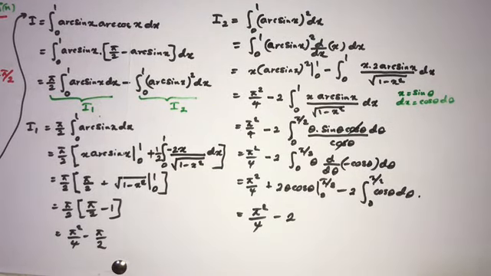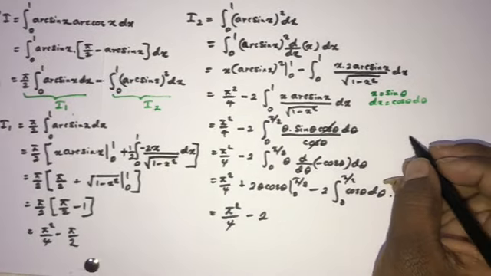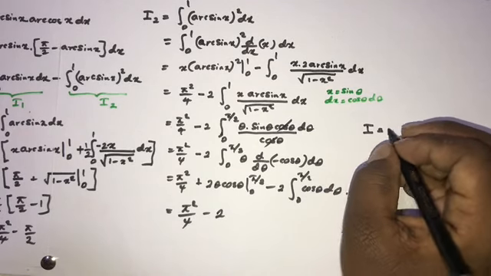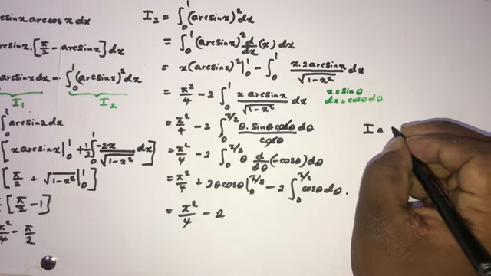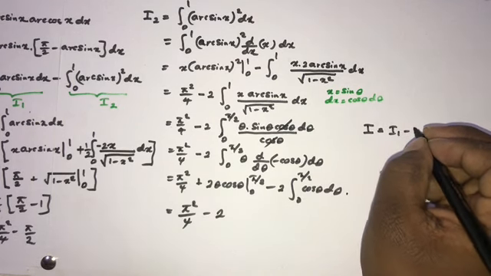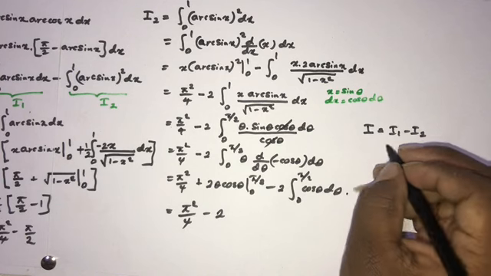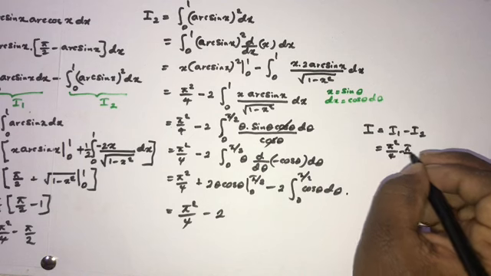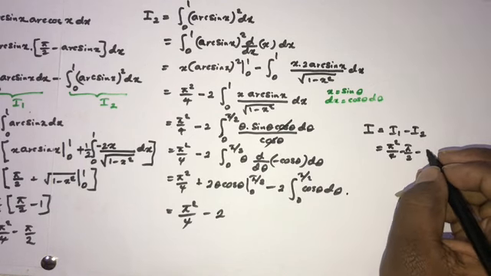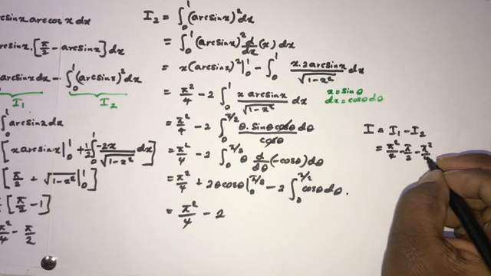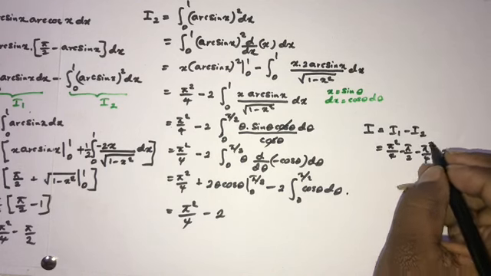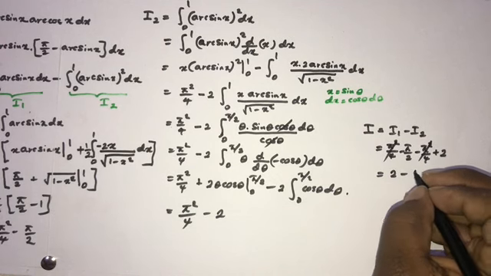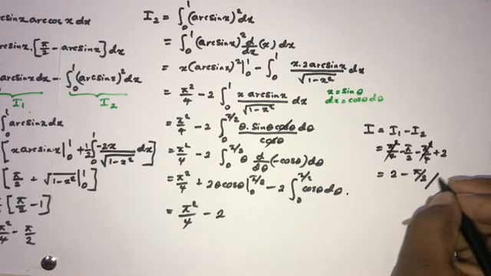Now I am going to write here I is equal to I1 minus I2. So I1 we know is pi square over 4 minus pi over 2, minus I2, which is equal to pi square over 4 minus 2. Now pi square over 4 gets cancelled, and here 2 minus pi over 2. Okay, this is the answer.